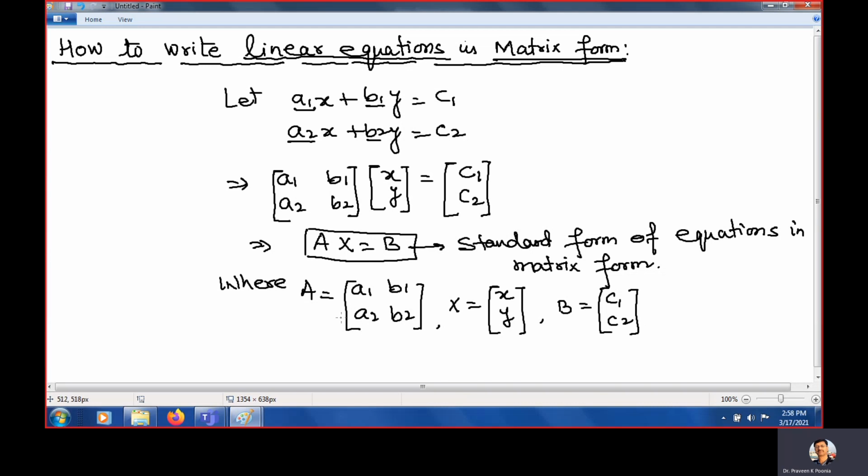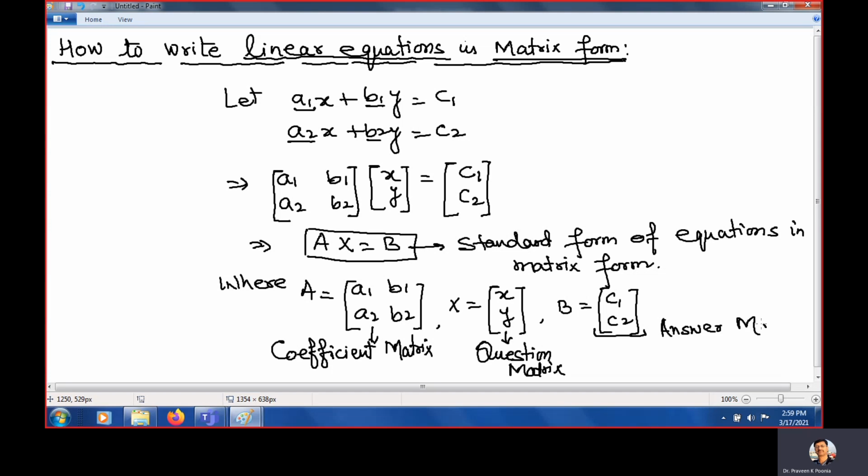And my dear friends, because a1, b1, a2, b2 are the coefficients of x and y in these equations, this matrix A is called the coefficient matrix. Please remember, this is called the coefficient matrix. Because x and y are unknown, we generally call it the question matrix. And c1 and c2 are the answers to these equations, so this is called the answer matrix. These are the names of these three matrices.